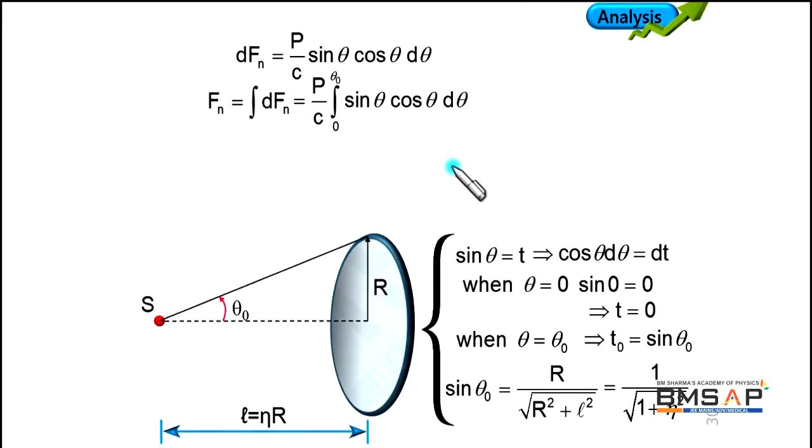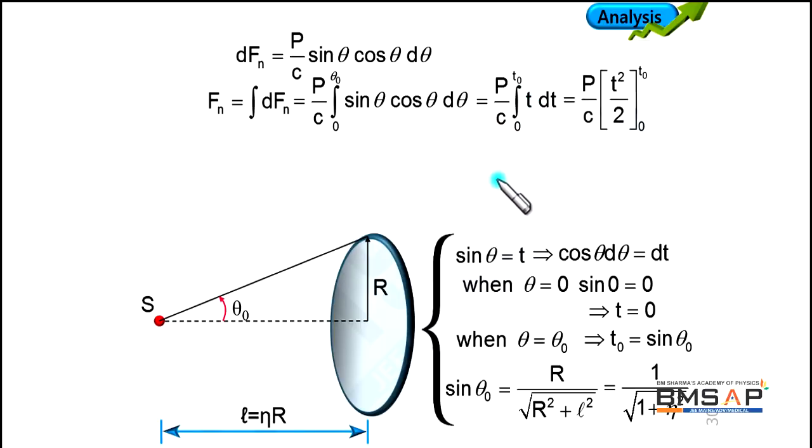So the integration will be like this, right? Here we can observe, if we differentiate this relation sin theta equal to t, this will be equal to cos theta d theta equal to dt. Now we can substitute the respective values. The limit from 0 to t naught, t dt, right? So the integral of t equals t square divided by 2, right? We can substitute the limit. This is t naught square divided by 2 minus 0, right?